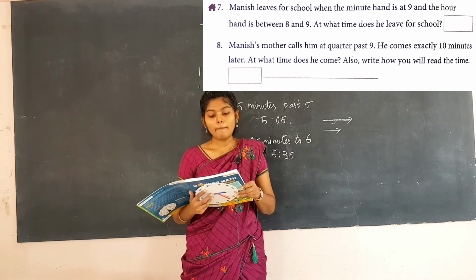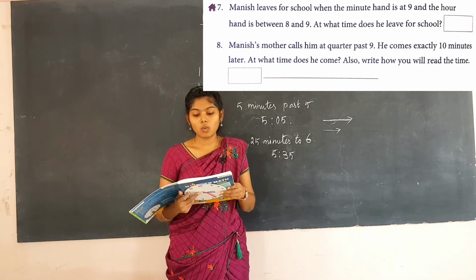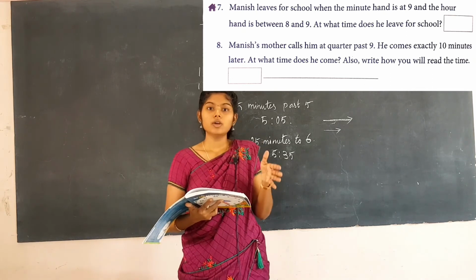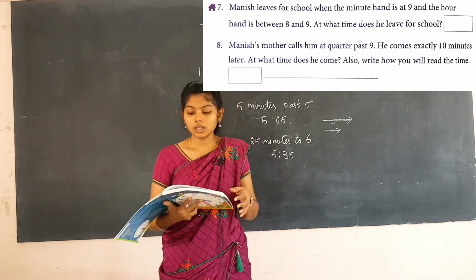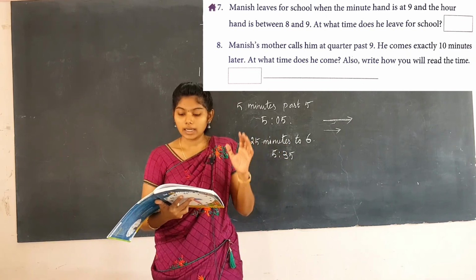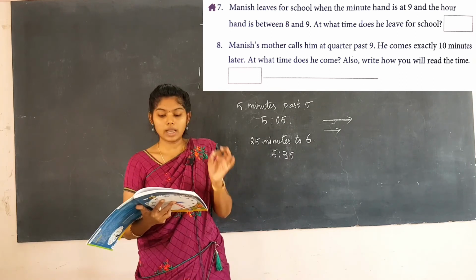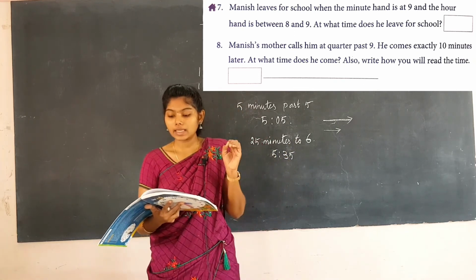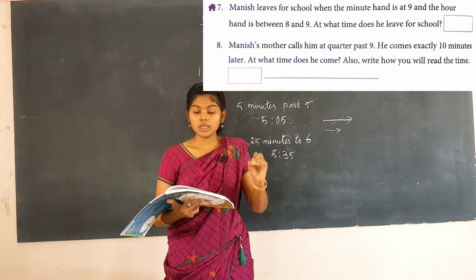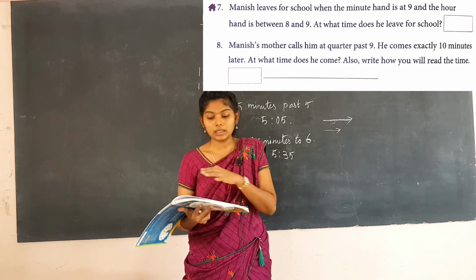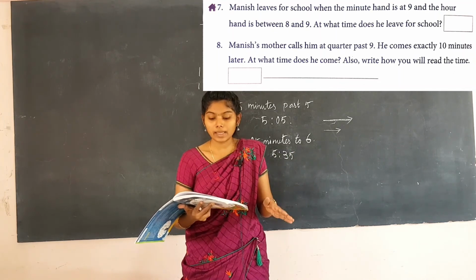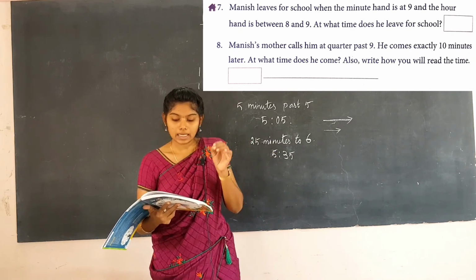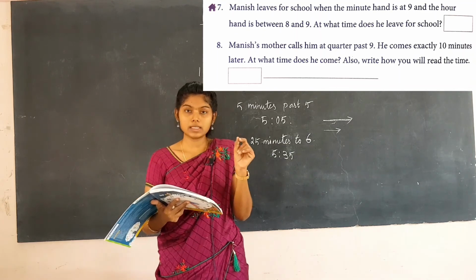Then the next one: Manish's mother calls him at 9:15. 9:15 is given there, so the minute hand will be on the right side. He comes exactly 10 minutes later. A quarter means 15 minutes. Here it is given as 10 minutes later. Later means after. He comes 10 minutes later. At what time does he come?